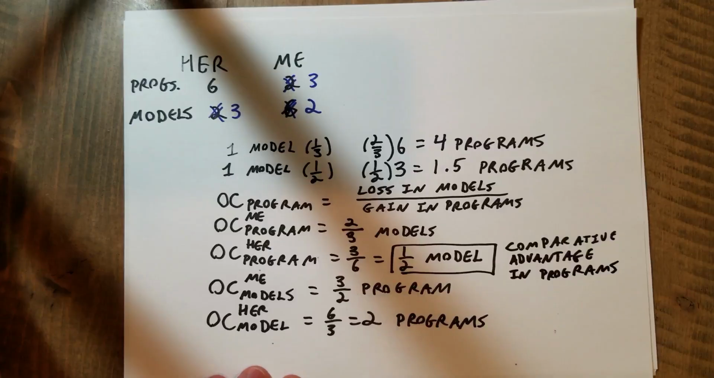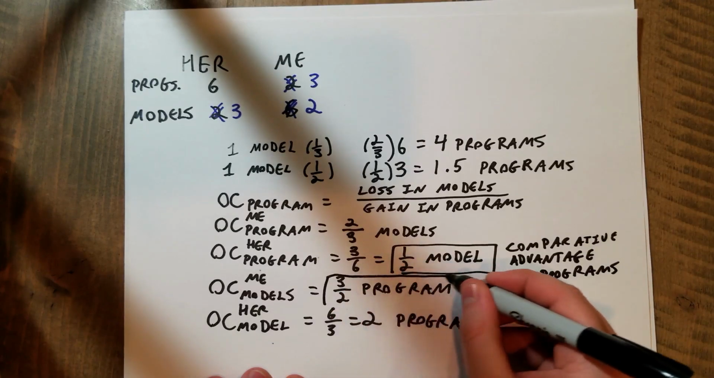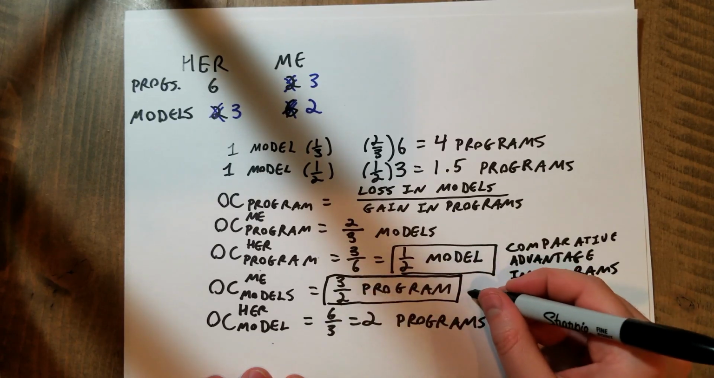But let's think about models for a second. Well, let's look at the opportunity cost of producing a model. The opportunity cost of producing a model for me is 3/2. The opportunity cost of producing a model for her is 2. 3/2 is less than 2. And so I am the one with the comparative advantage in producing models.